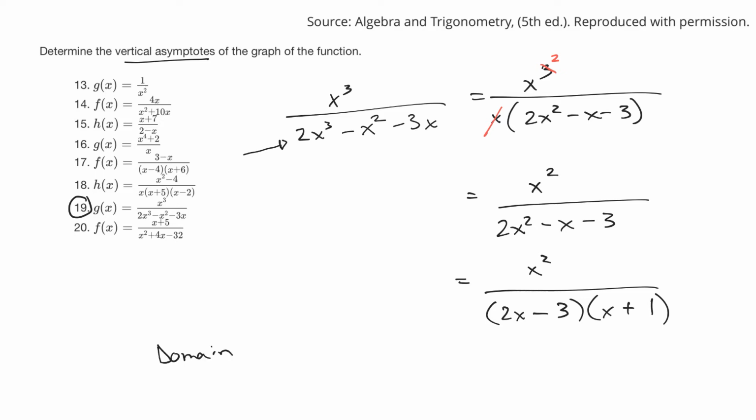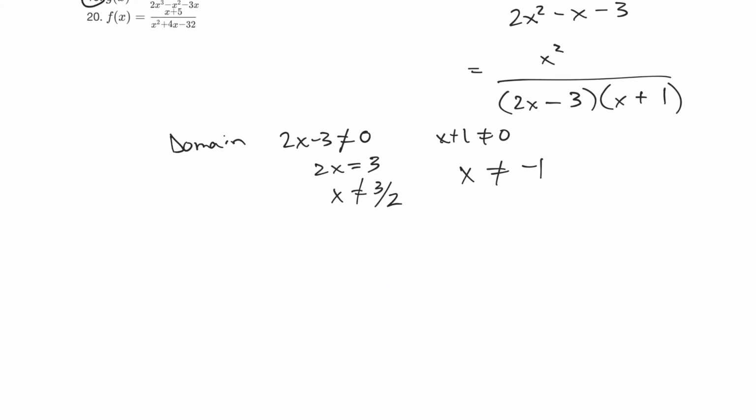then either 2x minus 3 can't be 0, or x plus 1 can't be 0. So I'd move the 3 over and divide by 2. So on this one, for the domain, I'd say x is not equal to 3 halves. And this one I'd say x is not equal to negative 1. So that would be the domain, or all of the allowed x's.